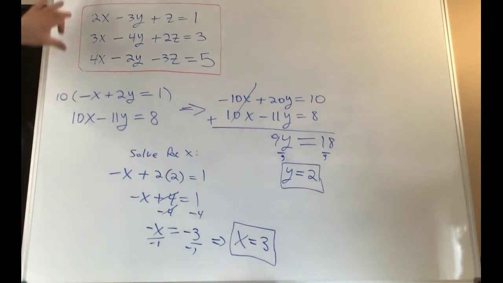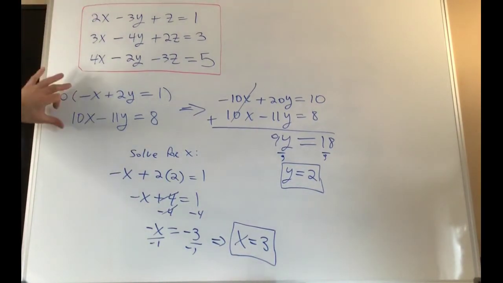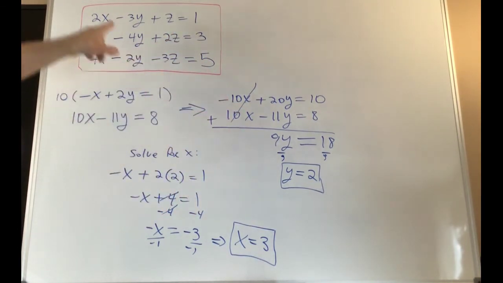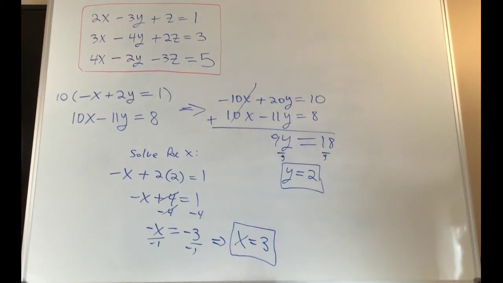So, I started with my 3 by 3. I knocked it down to a 2 by 2. I used the 2 by 2 to figure out what x and y are. Now I'm going to plug them back in, and I'm going to get z.